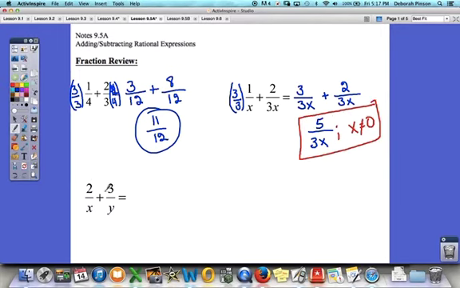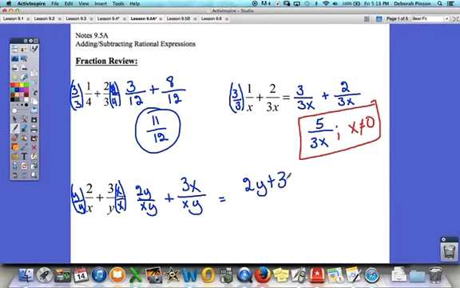Okay, looking at the last one on this slide, I need to make sure each of my variables is represented in my common denominator. So I'm going to make my common denominator xy. Now on my first fraction, I've got the x, I need the y, so I'll multiply by y here. So 2y. And here I need the x, so I'll multiply by the x, so 3x. So I'll end up with 2y plus 3x over xy.